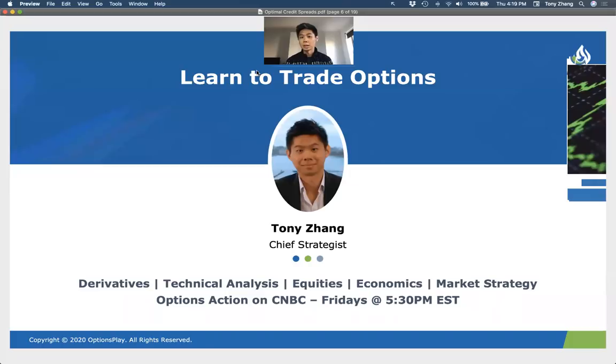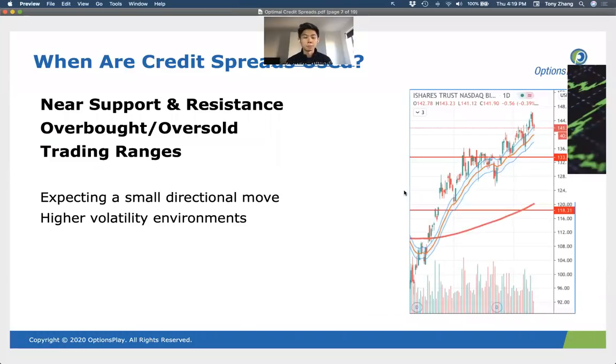And what I'm going to do here today is show you the tools that we have developed here at OptionsPlay that's designed to help you find these strategies as quickly as possible, analyze them so that you know what are optimal ones, what you're seeking when you're selling a credit spread for you to go ahead and execute those in your portfolio. So let's first talk a little bit about when should you sell credit spreads.